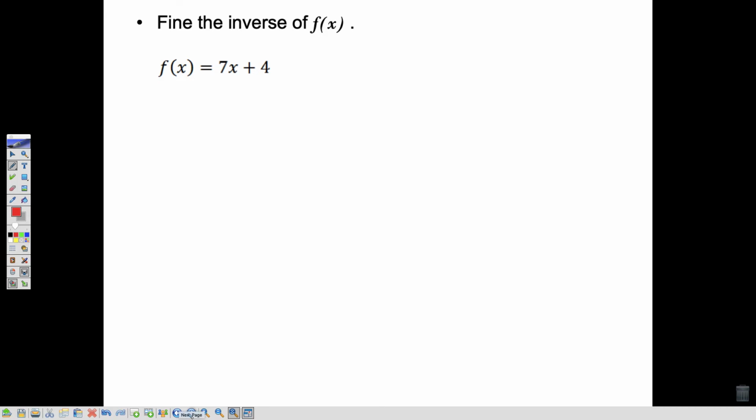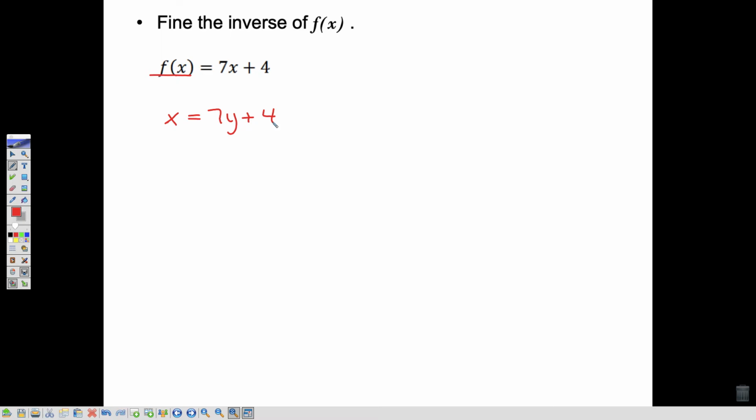Okay, so it says find the inverse. f of x equals 7x plus 4. And again, guys, these are inverses of each other, correct? So I could have given you the other equation and said it. What was your first step? Interchange x and y. So what is f of x? It's y. So we started going to be x equals 7y plus 4. That's your first step. Interchange x and y.